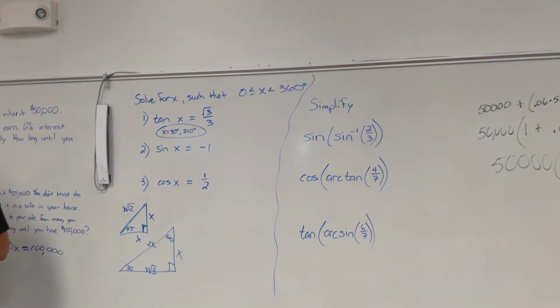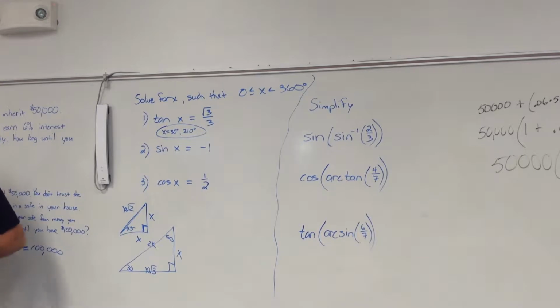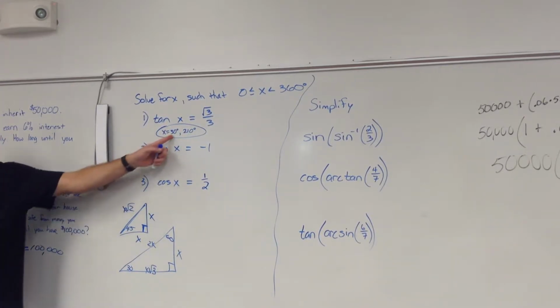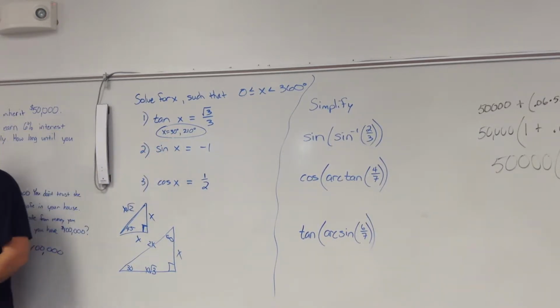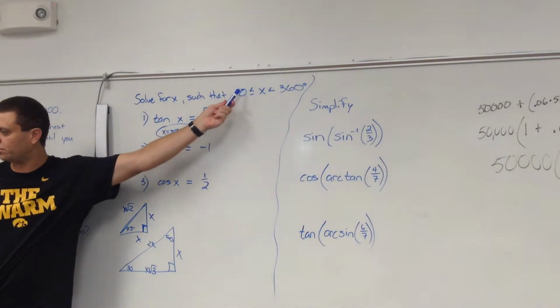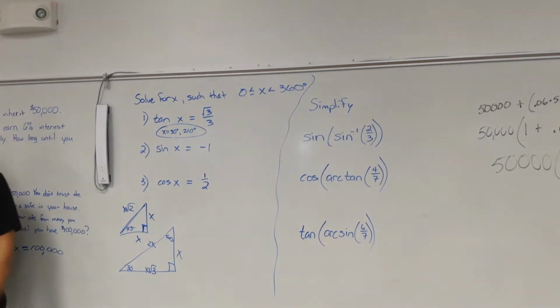Okay? That okay? Well, are these the only two answers in the world? No. 30's an answer, 390 would be an answer, 750 would be an answer. I could keep going around the circle an infinite number of times. This is saying I only want answers between where and where? 0 and 360. It limits your answers, basically, so you don't have to write down an infinite number of answers.